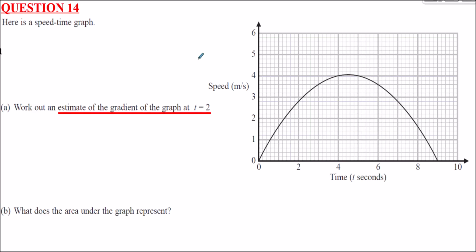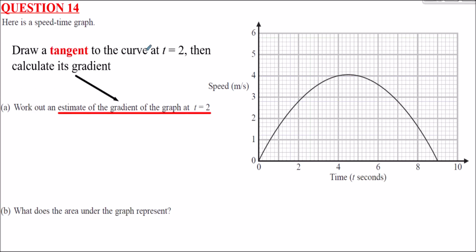So we just need to draw the tangent at curve t equals 2, and when we've done that, we then calculate the gradient of the tangent we've just drawn. So t equals 2 is at this point, and a tangent is just a straight line that just scrapes the curve without cutting it at that particular point. So my tangent is something like this.